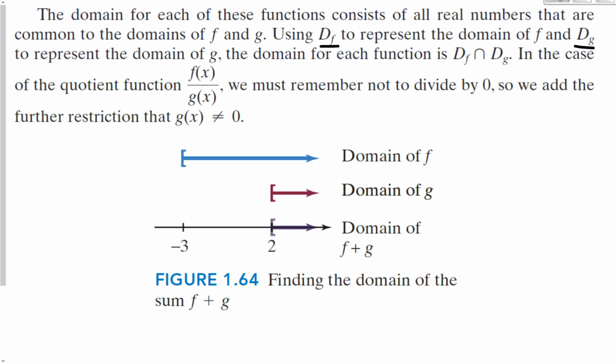If we take the domain of f, the blue line right there, and we take the domain of g, the maroon line, we want to see where they intersect, and they intersect in this region right here. So the domain of f plus g would be where the domain of f and the domain of g intersect.